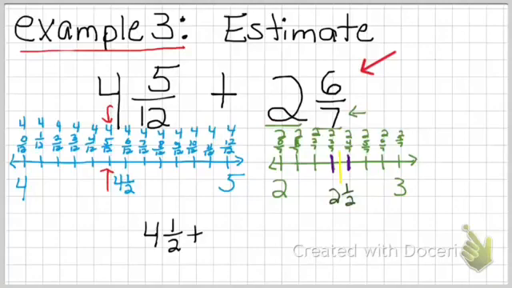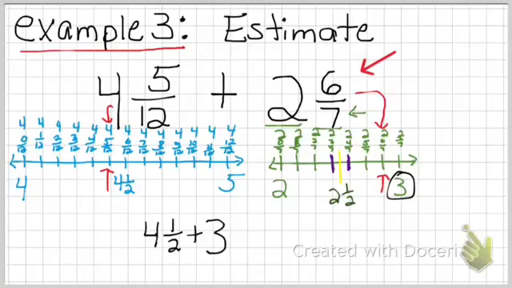Now I'm going to go back to my mixed number, which is 2 and 6 sevenths. Find it on the number line, and here it is from the top, here it is from the bottom. What's it closer to? It's definitely closer to the 3. So we'll add the 3 down here.